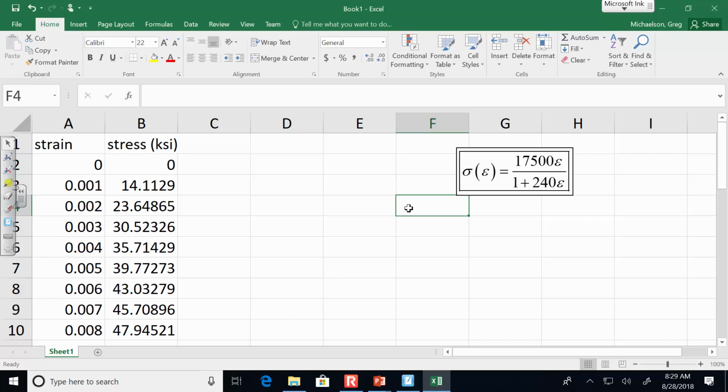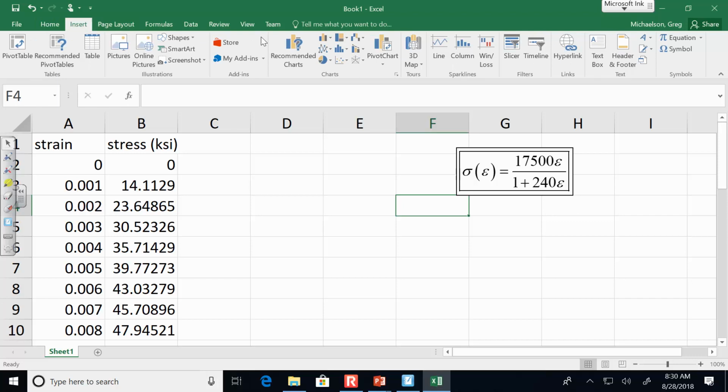Now, for the sake of discussion, I want to plot this. I want to see what it looks like plotted. Okay? Now, I've got X data and Y data, so in order to plot this, I'm going to use a scatter plot. So I'll go up top where it says insert, and then I've got a whole bunch of charts, right? I've got bar charts, line charts, and all this stuff.